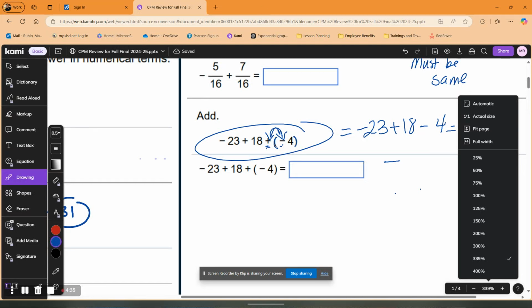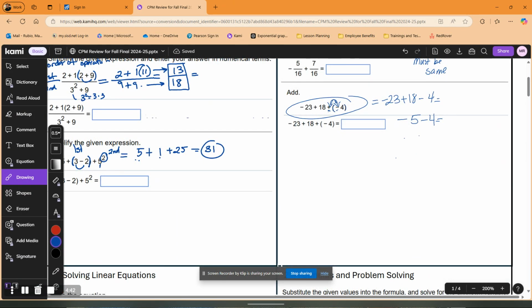What's the difference between 23 and 18? 18, 19, 20, 21, 22, 23, that's negative 5, minus 4 more. So you're going to have a more negative number.